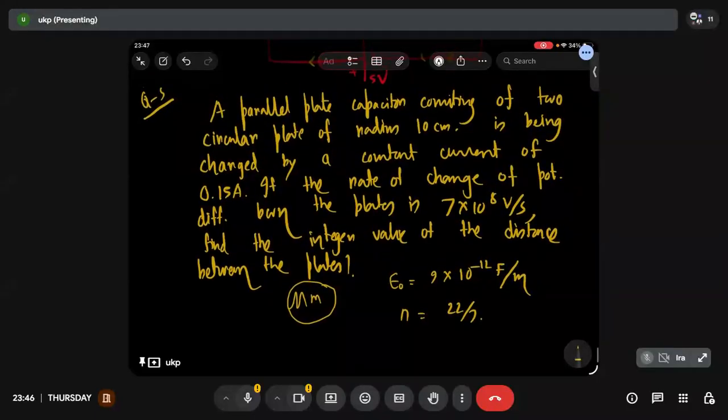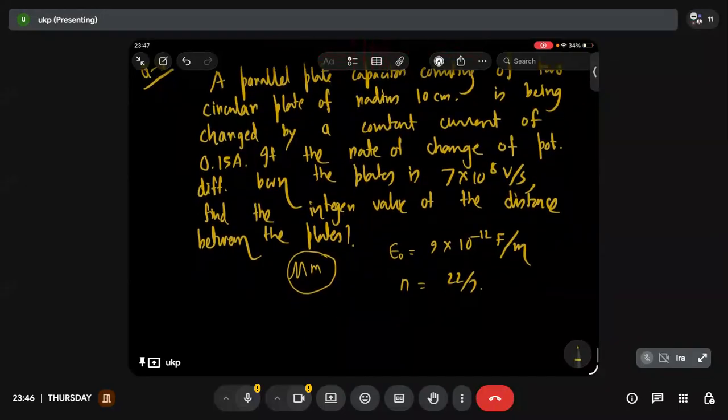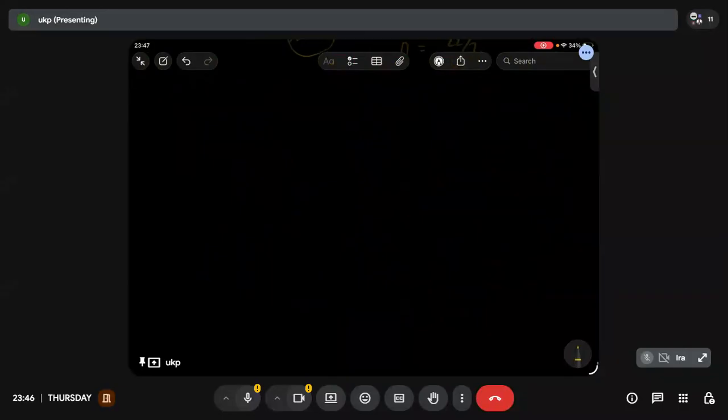Anyone got the answer? 1320. The thing is, I also have to check. So let's check. I also don't know. A parallel plate capacitor consisting of two circular plates of radius 10 cm is being charged by a constant current. If the rate of change of potential difference is given, find the separation.